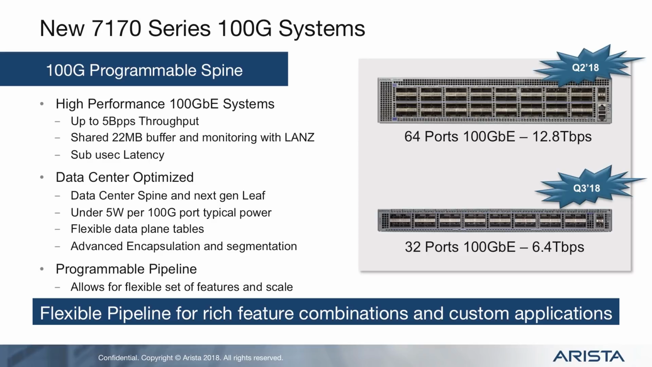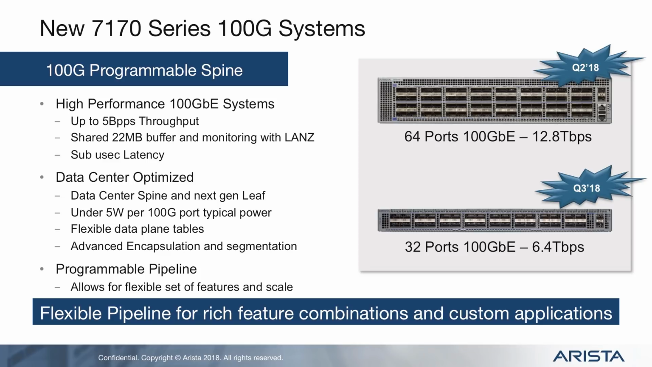So let's take a closer look at the 7170 series themselves. We're introducing two new products. We're introducing a 2RU 64-port 100 gig system and a 1RU 32-port 100 gig system. The 2RU is available now, it's shipping. The 1RU is a little bit later in terms of release. It'll be available in about a month's time, towards the end of July into early August, and is supported on our next major software release.